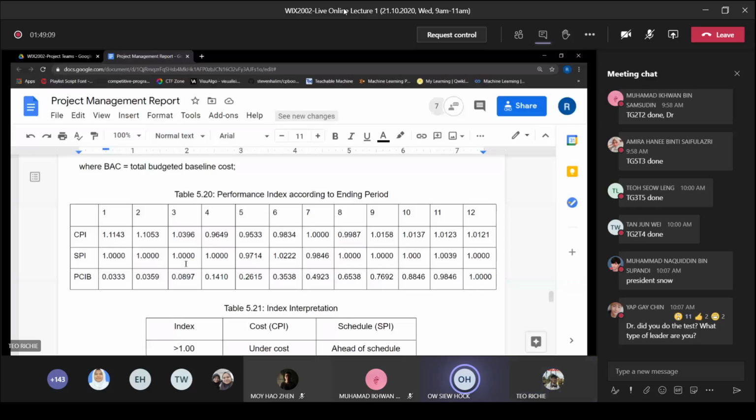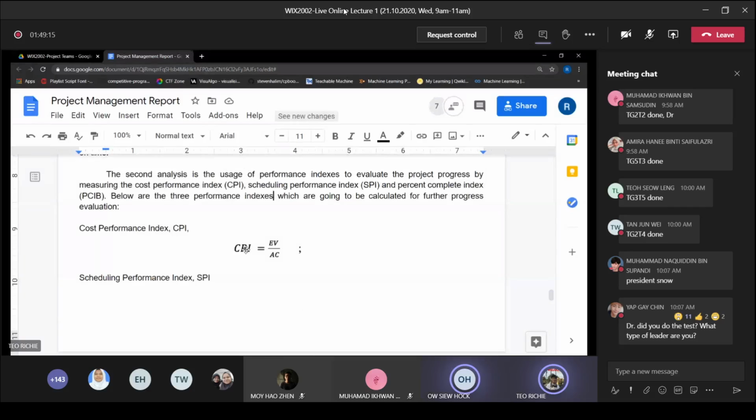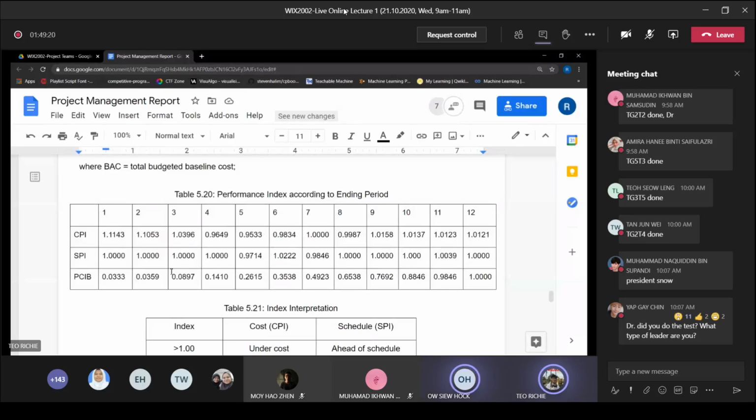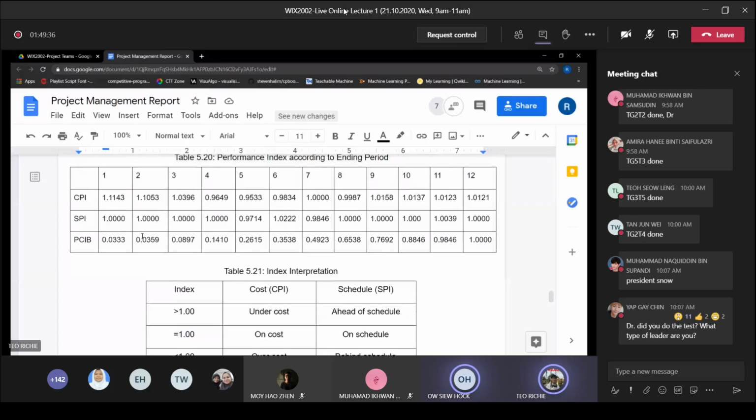We would not show the individual calculations since we already list down the formulas here. So we just give a table on the period. You can show one or two tables and then show the summary. Just one table will do. So we also explain the index, the meaning.